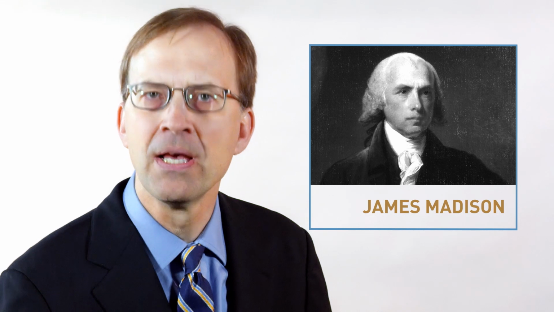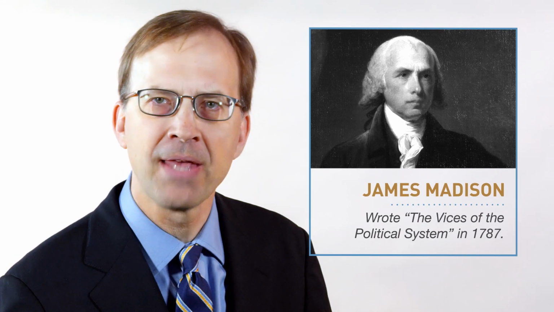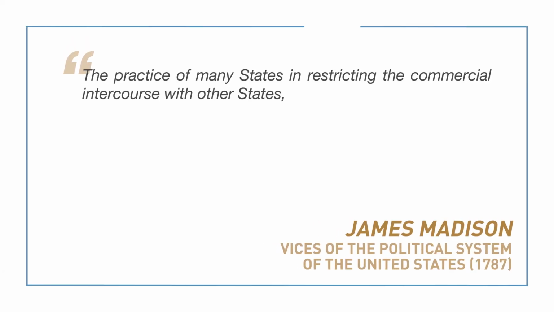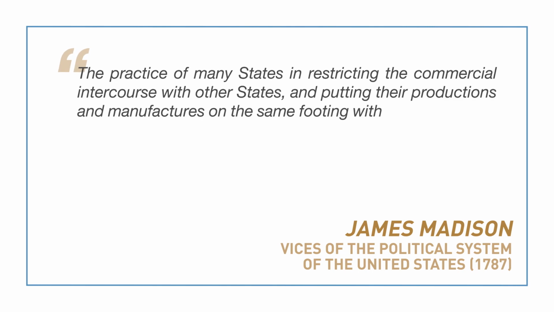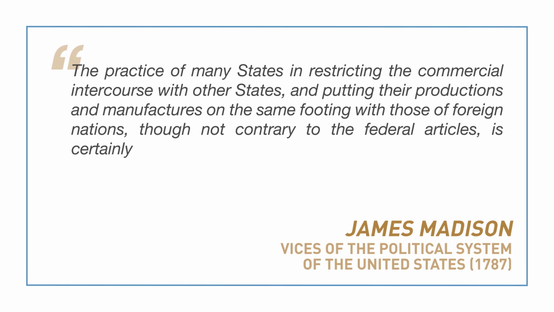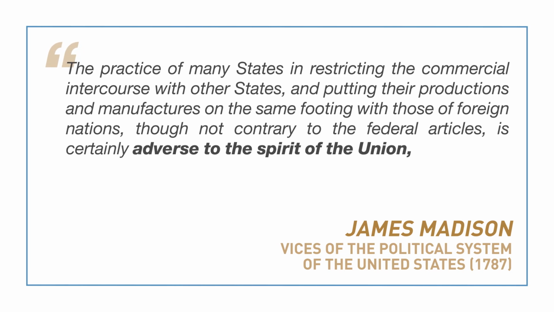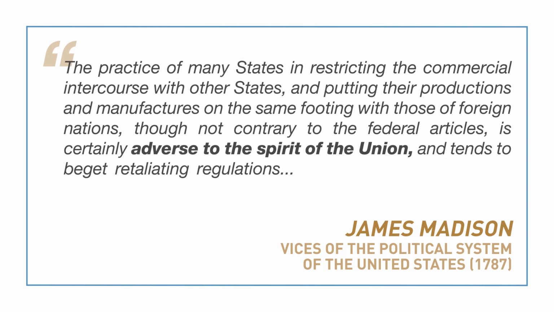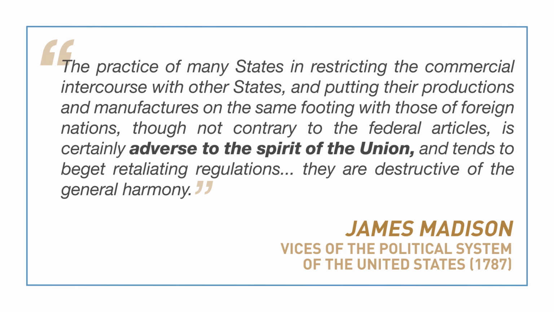Just before the Constitutional Convention met in 1787, James Madison wrote a pamphlet called The Vices of the Political System. In that essay, he wrote that, quote, "The practice of many states in restricting commercial intercourse with other states and putting their productions and manufactures on the same footing as with foreign nations, though not contrary to the federal Articles, is certainly averse to the spirit of the Union and tends to beget retaliating regulations. They are destructive of the general harmony."